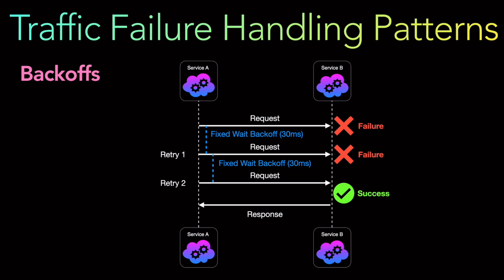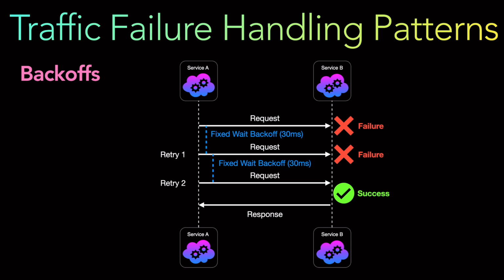So what you are basically doing here is waiting. You are doing a request call from one service to another service with a configuration of fixed wait backoff of 30 milliseconds. So if there is a failure, you are going to retry the call, but you are going to wait for 30 milliseconds and then attempt another retry, right? So that is one way of applying retry with a backoff, fixed wait.